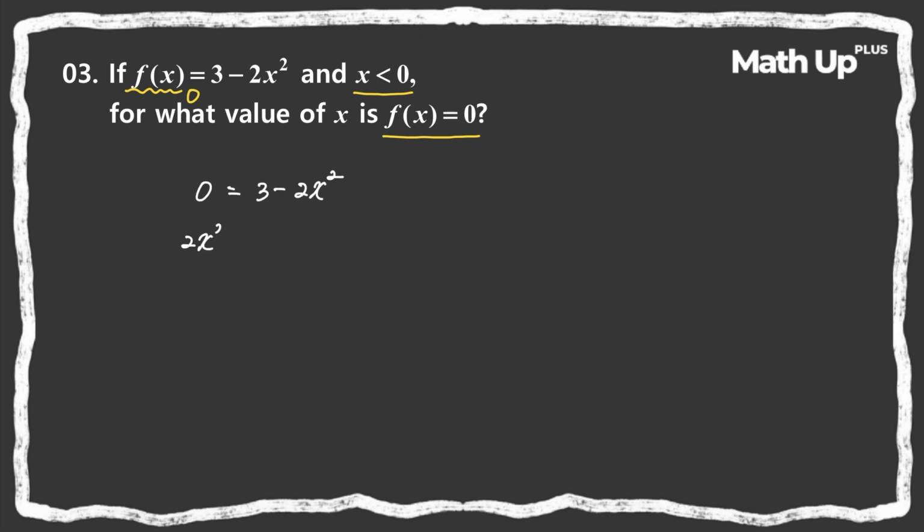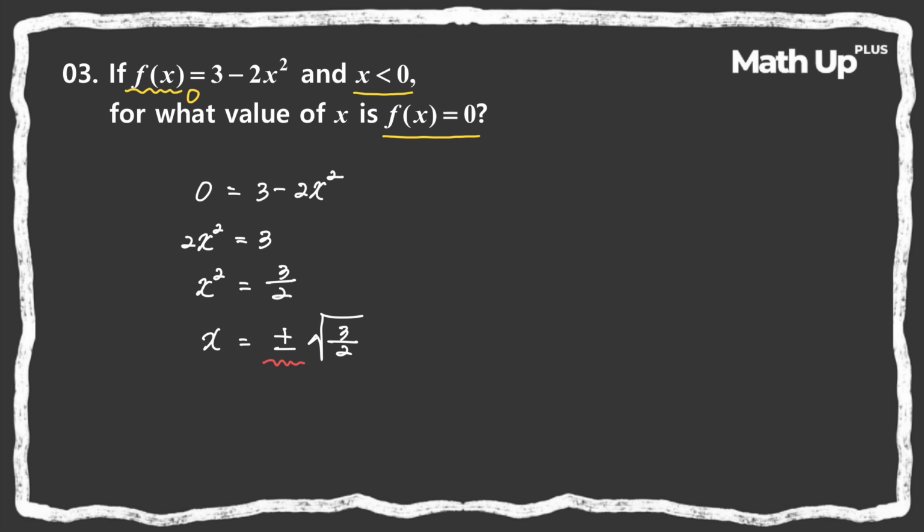So 2x squared is equal to 3. X squared is 3 over 2. X is then plus or minus square root 3 over 2, right? Remember, when we remove squares in the process of solving an equation, we always get plus and minus here, right?